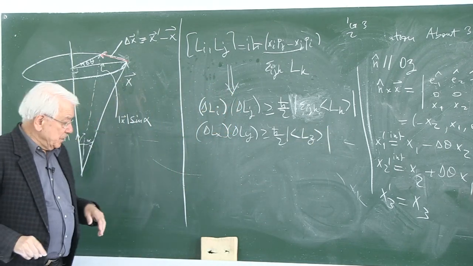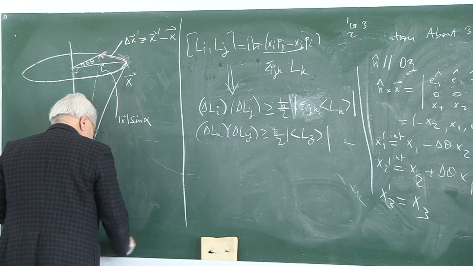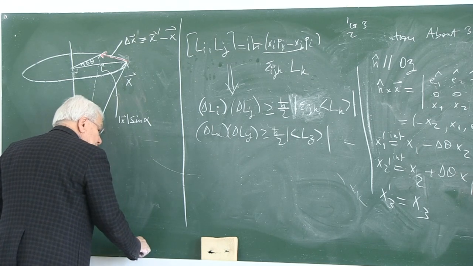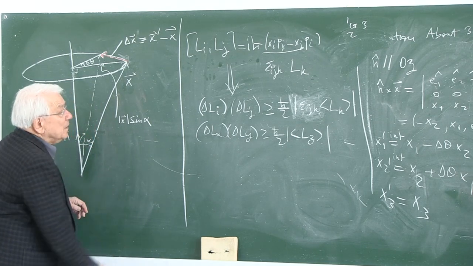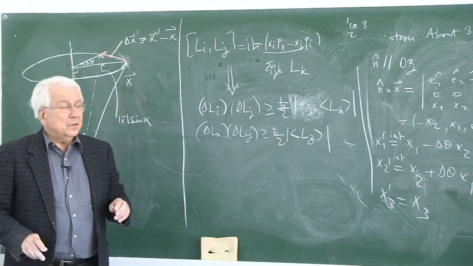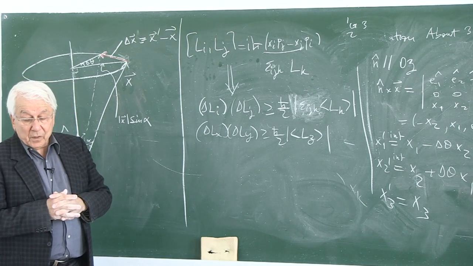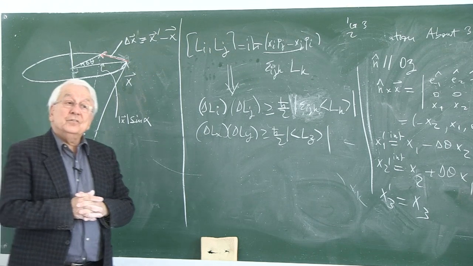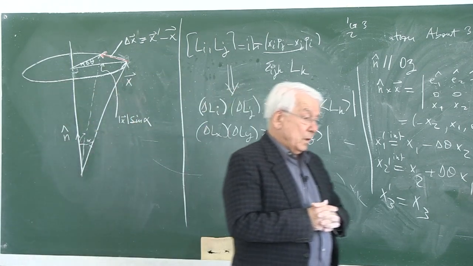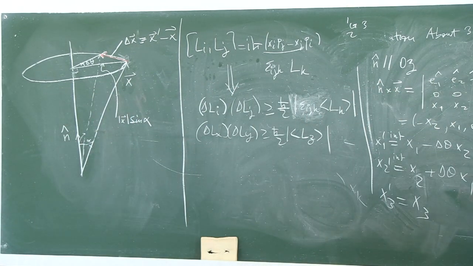Beautiful. It has nice implications. Let's not elaborate on them any further. That is what it implies for the uncertainty. For instance, if L is different than zero, any one of them, obviously, you cannot measure them simultaneously.